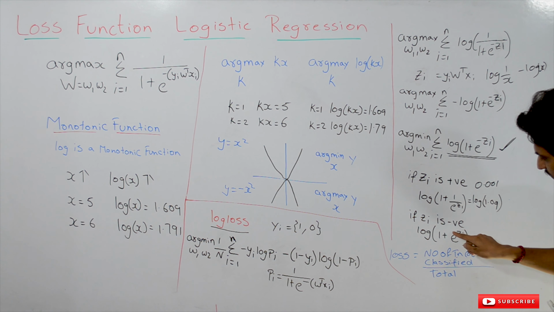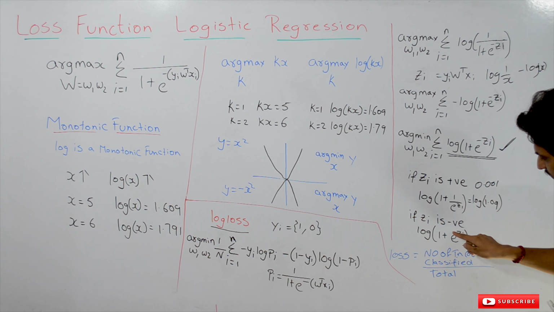2.71 power something means we will get a large value. So 1 plus a large value will give a large value. Log of a large value will also give a large value. So we'll get a large value. What do we understand from this equation? If the point is correctly classified, we get a small value. If the point is incorrectly classified, we get a large value.